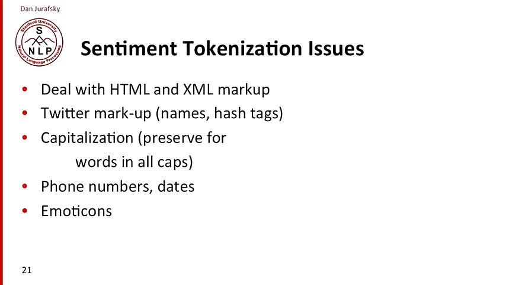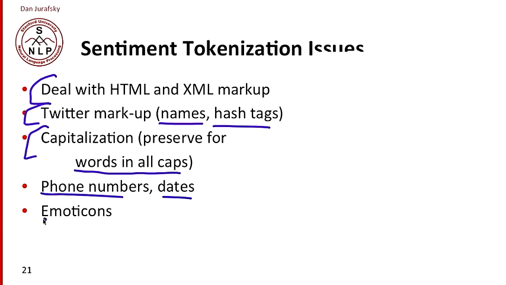Sentiment tokenization, a lot of the same issues come up as any kind of tokenization we've talked about earlier. In sentiment, you're likely to be dealing with websites, so you're going to have HTML and XML markup. You might be dealing with Twitter, so now you have to deal with hashtags and Twitter usernames. Capitalization, which in many other kinds of text normalization isn't so important, often we just get rid of it. We might, in sentiment, want to preserve at least some of it, perhaps words in all caps. People are often shouting by using capitalization. We're going to want to normalize phone numbers and dates. And it's very important in sentiment tokenization to recognize emoticons.